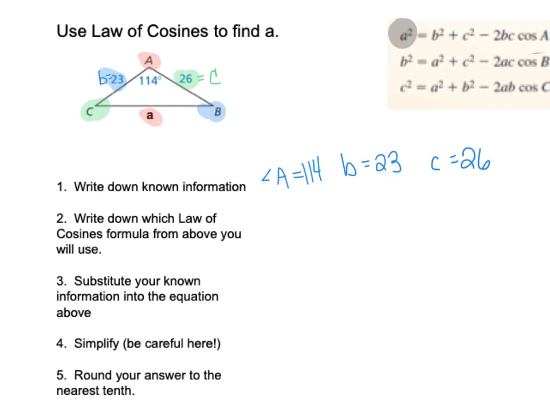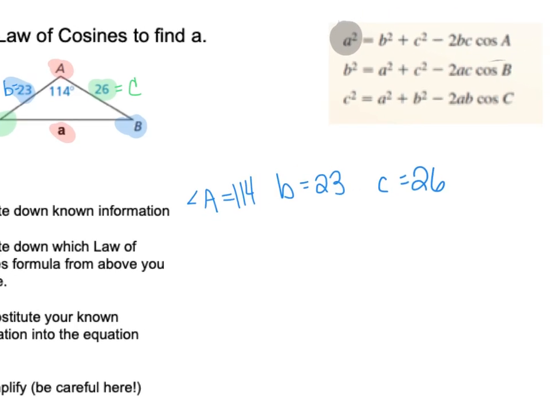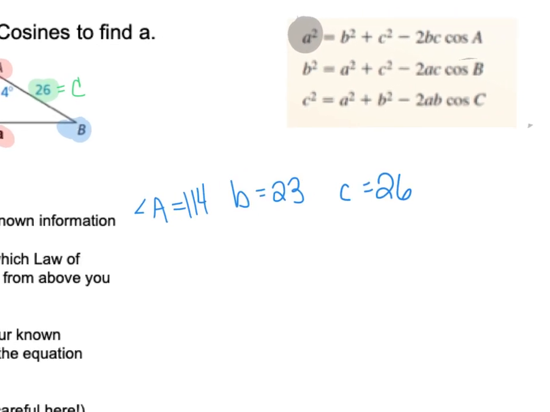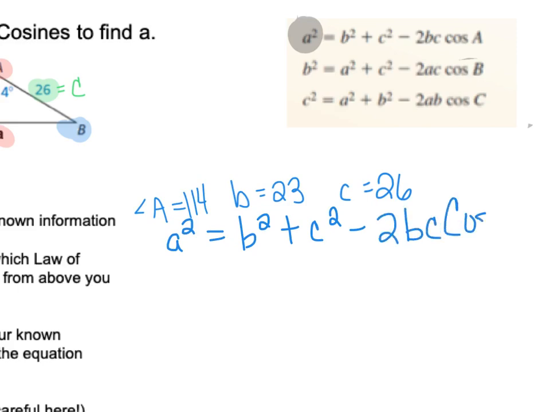Write down which law of cosines formula from above you will use. Well, I have highlighted in gray up there that I'm finding side A, so I'm going to use that top formula. So I'm going to write that down so that I have the formula and I can just directly substitute in there. So I'm going to use a squared equals b squared plus c squared minus 2 times b times c times the cosine of A. Remember, capital letters are angles, lowercase letters are sides.